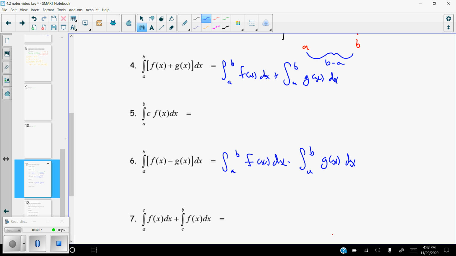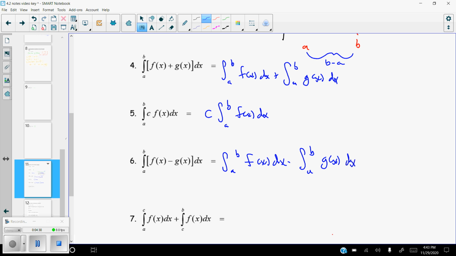And then, of course, number 6, the subtraction, the order is important, so you got to keep the order the same. And number 5, this is a very common thing. We have a constant times a function that we're integrating. So just like everything else with limits and derivatives, we can pull the constant out to the front, and that would be c times the integral from a to b of f of x dx.